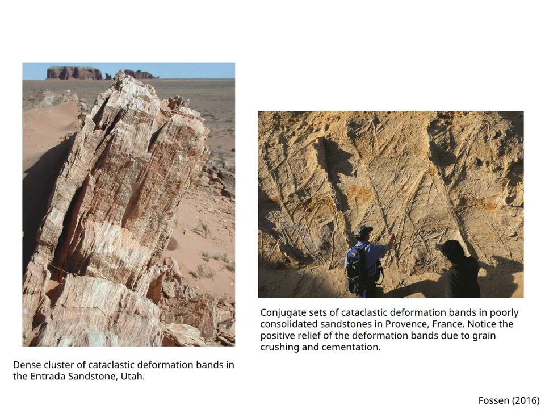The left photo shows a meter-thick, dense cluster of cataclastic deformation bands. These clusters often occur along slip zones. The photo to the right shows a conjugate array of cataclastic deformation bands in poorly consolidated sediments. The bands have a positive relief since they are harder than the host rock.